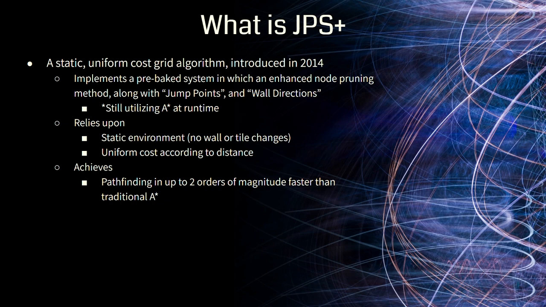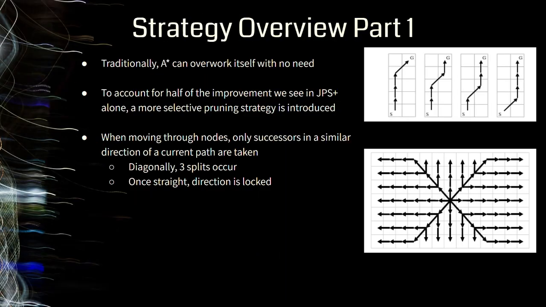Jump Point Search Plus is a static uniform cost grid algorithm introduced in 2014. How it differs is that it implements a pre-baked system which uses enhanced node pruning along with these things called jump points and wall directions while still utilizing A star at runtime. It relies upon, as talked about, a static environment and grid, so you cannot be changing walls or tiles, and of course there has to be a uniform cost according to distance traveled. What this achieves is that it can help pathfinding in speeds of up to 2 orders of magnitude faster than traditional A star.